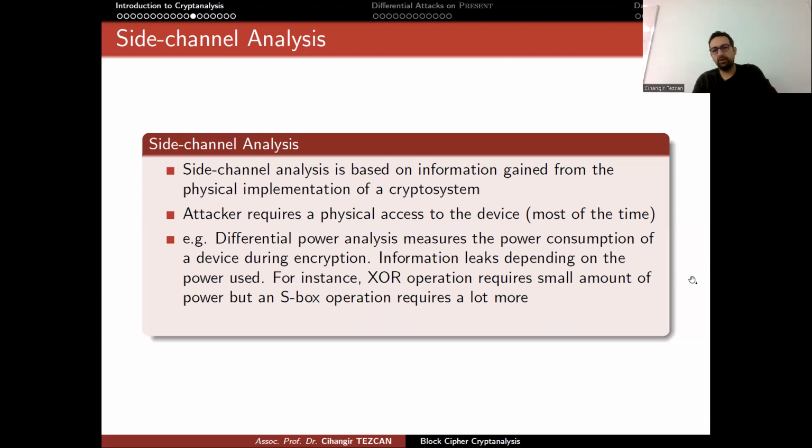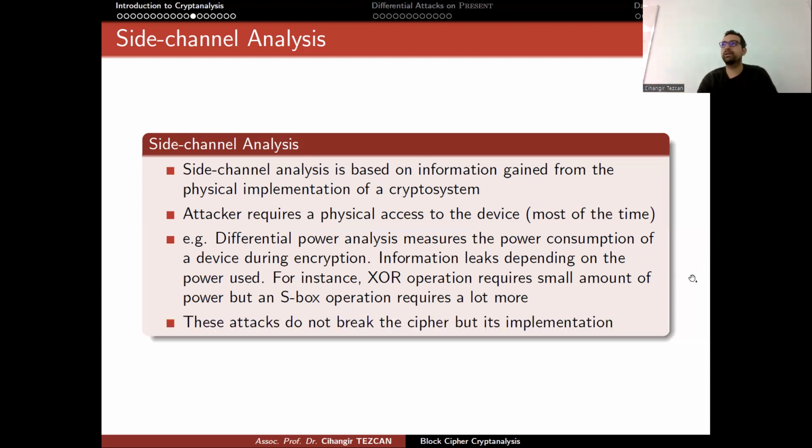Okay? So we are not going to talk much about this in this course, but it is an important area. And due to the IoT, smart cities, and so on, it will be more important in the future. To summarize, these attacks do not break the cipher, they break the implementation. So you might say, okay, then I will implement it in a better way.